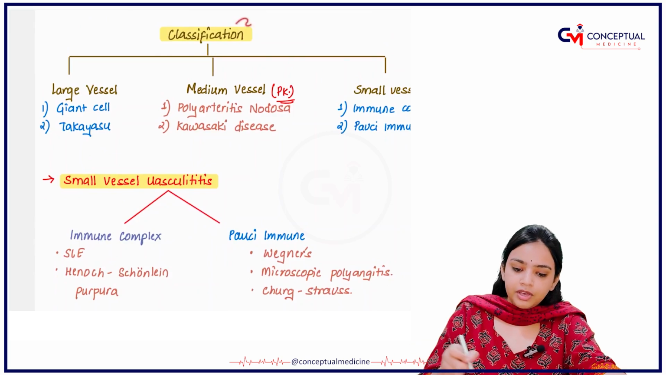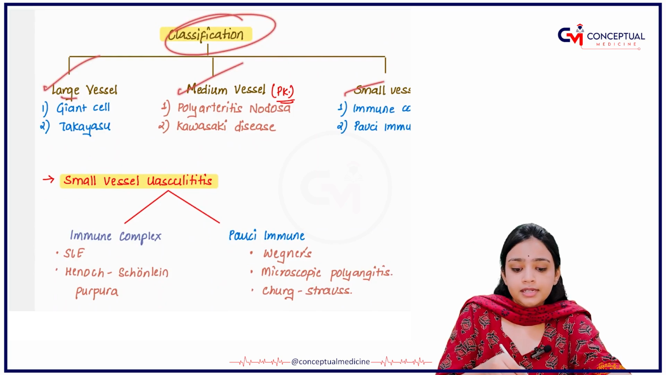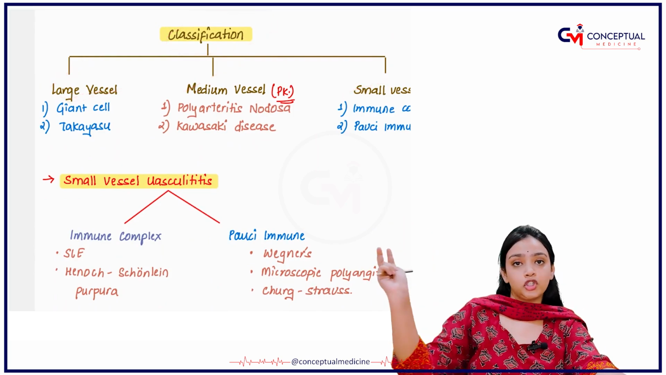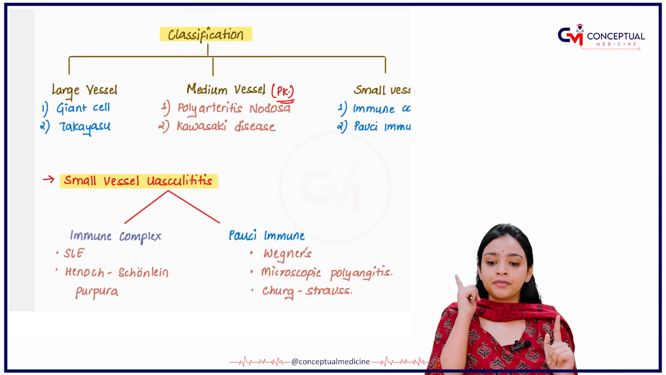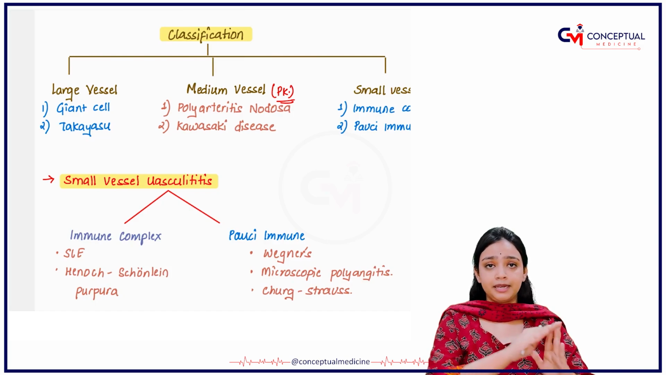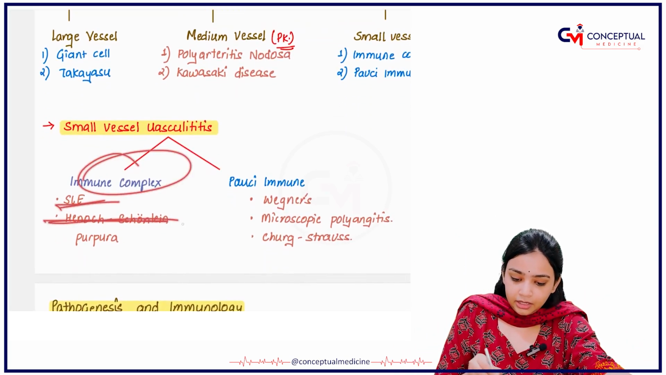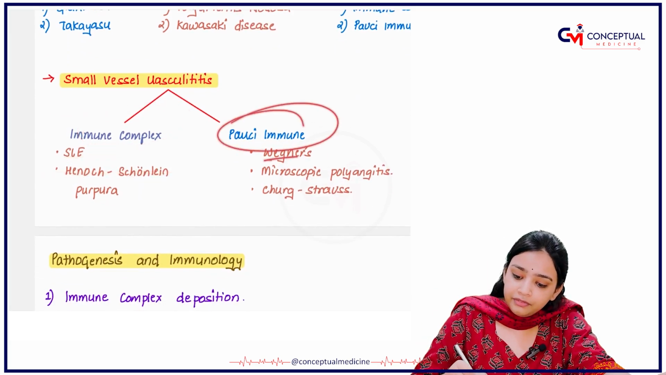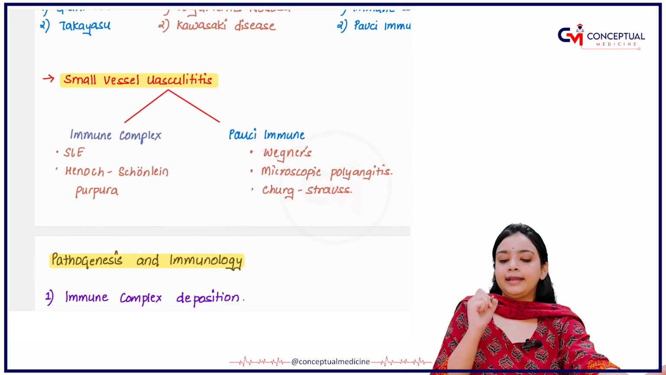Then you have the microscopic polyangiitis and the granulomatosis. Let's just see the classification once more. You have the large vessels, medium vessels, small vessels. In large vessels, all the large names: Takayasu and the giant cell. Giant means large. Medium vessel, PK movie. Small vessels, you have the immune complex mediated and the ANCA associated. In the immune complex, you have SLE and Henoch-Schönlein purpura. And in the ANCA associated, you have the venules and the microscopic polyangiitis.